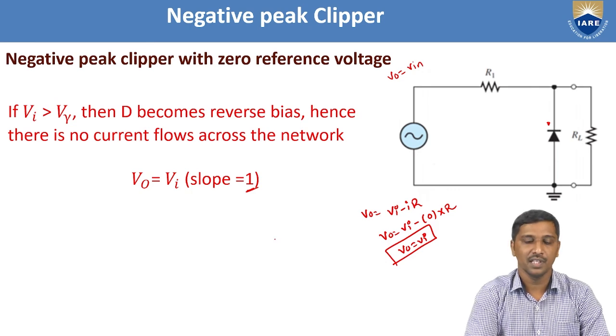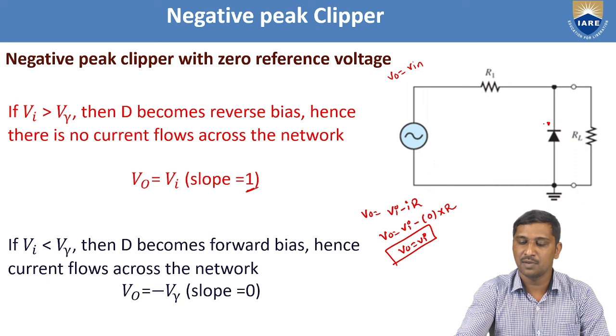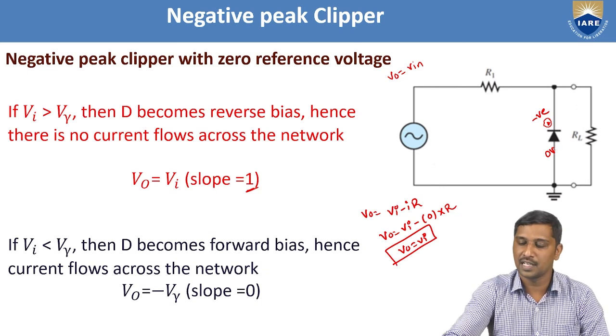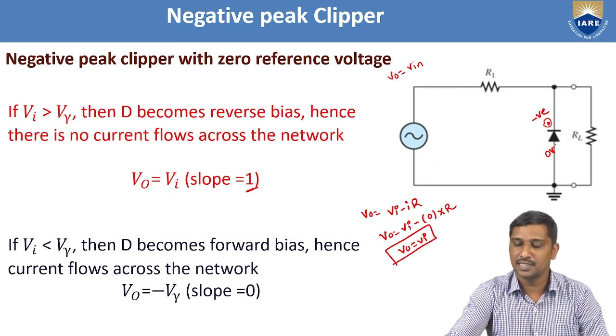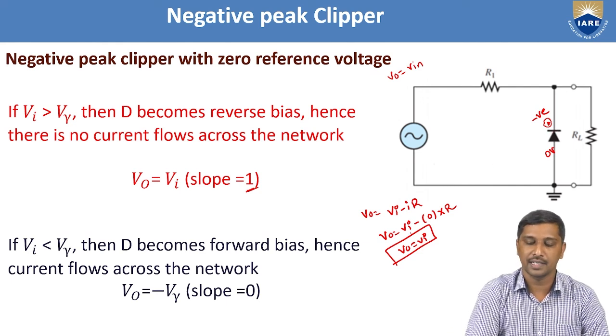Similarly, if Vi is less than V gamma, it means you are applying a more negative voltage, and here this is connected to positive voltage. This is ground, which means 0 volts, and this is a negative voltage. So what happens when Vi is less than V gamma? The anode voltage is greater than the cathode voltage. Hence, the diode becomes forward biased. If the diode becomes forward biased, it allows the flow of current. Hence, it generates the current here.